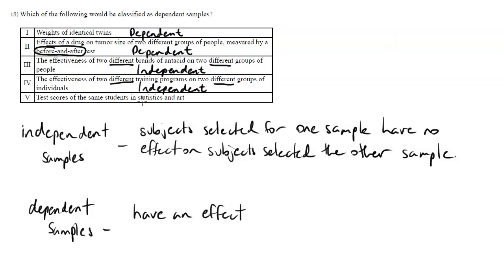Test scores of the same students in statistics and art. If I choose one student for statistics, I have to choose that same student for art. Dependent. That's the difference. So before and after, same student, repeated doing something time and time again, that's all dependent language.